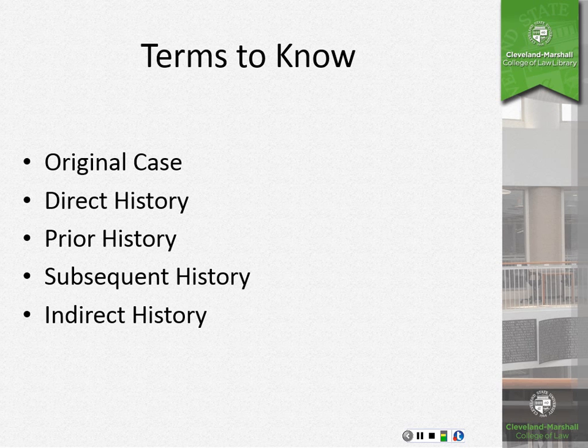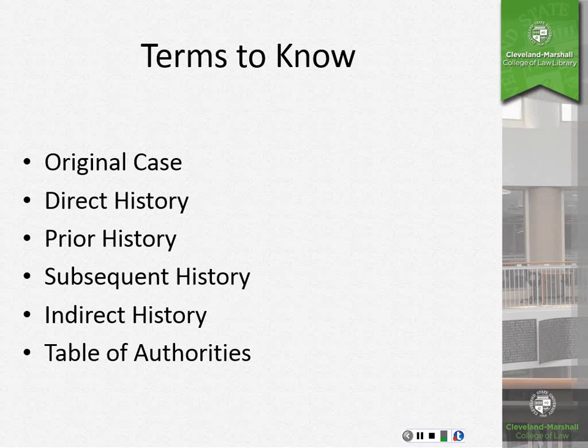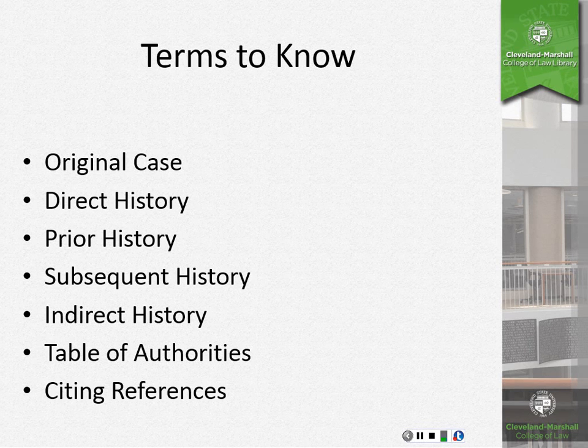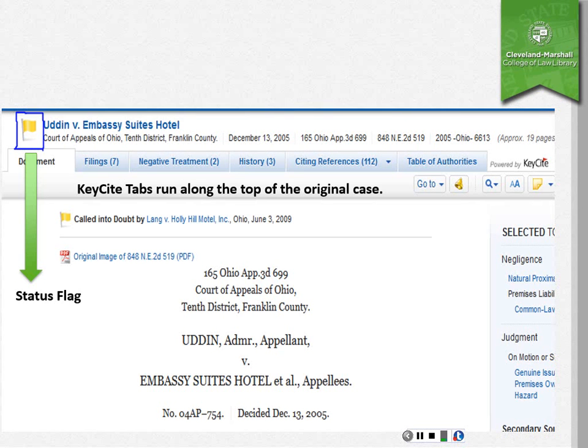Indirect history includes all unrelated cases that cite the original case and are not part of the direct history. The table of authorities is a listing of the cases relied upon as authority by the original case. And citing references is everything that has cited to the original case. This includes not only cases and statutes that have cited the original case, but also secondary sources, court documents, or regulations. Okay, let's now look at KeyCite for the Uden case.